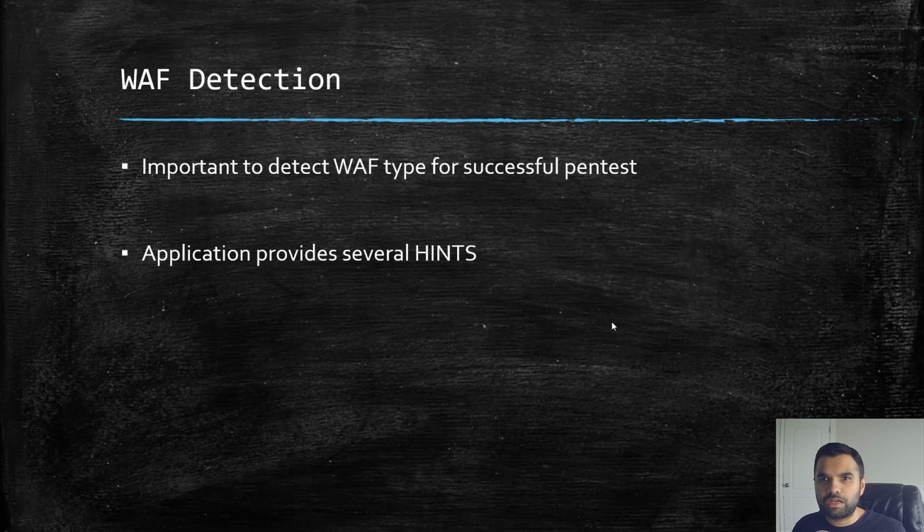Throughout application testing, there are several ways the application itself will give you hints about whether there is a WAF in there or not. So we're going to look through four or five techniques today, and you might be able to use one of those to actually detect if the WAF is there.